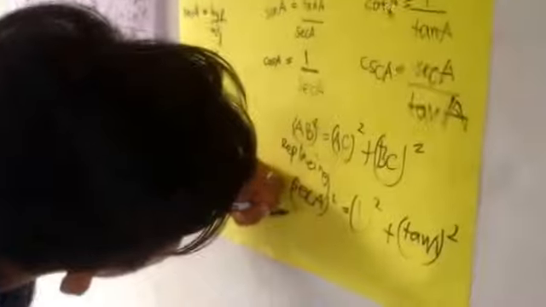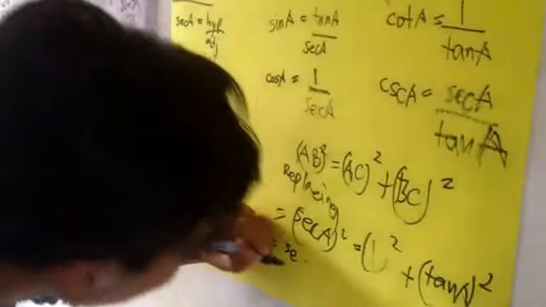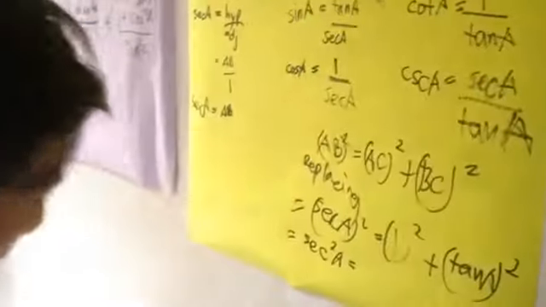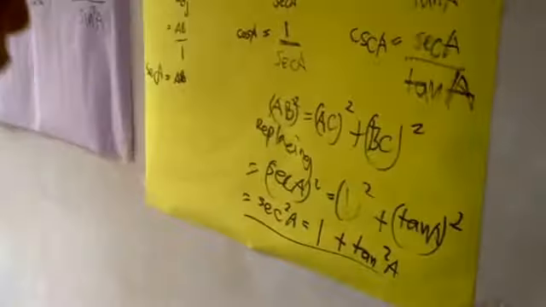And then simplifying, so sec squared A is equal to 1 plus tan squared A. So this is the Pythagorean theorem. The application of the Pythagorean theorem.